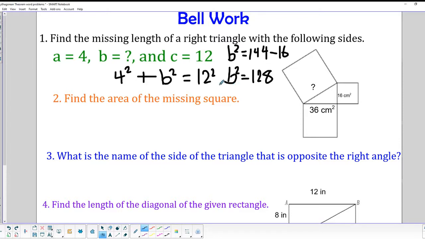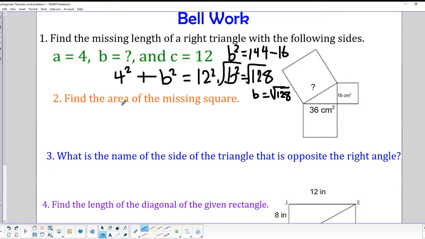And then we're going to take the square root of both sides of that. So we get b equals the square root of 128. And we'll leave this one in radical form, but you could take the square root of that and get a decimal and round it. So it's going to be somewhere 11 point something.